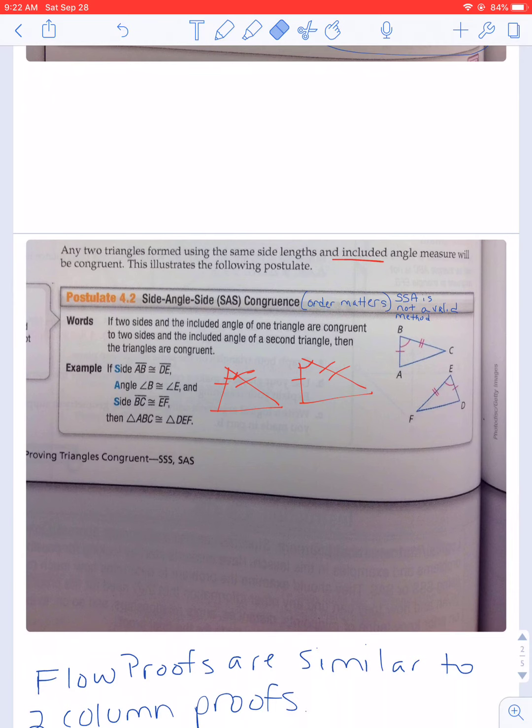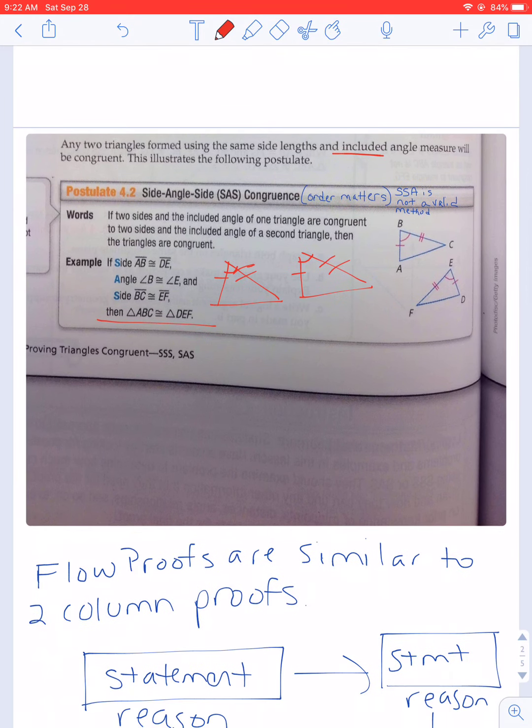And so, again, I won't go over it in detail. When you list your congruency statement based on these, you have to make sure the segments or the angles that are congruent line up, okay?